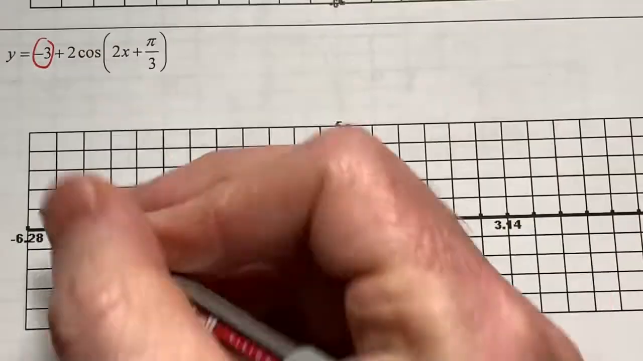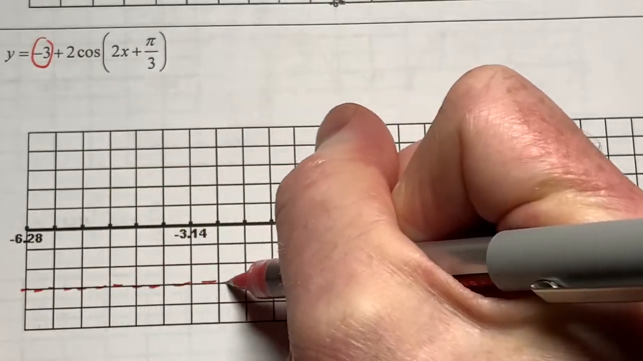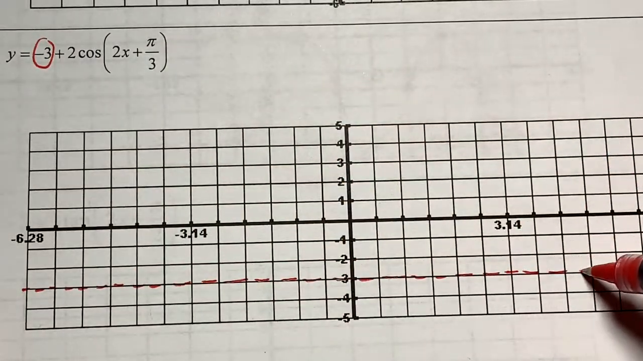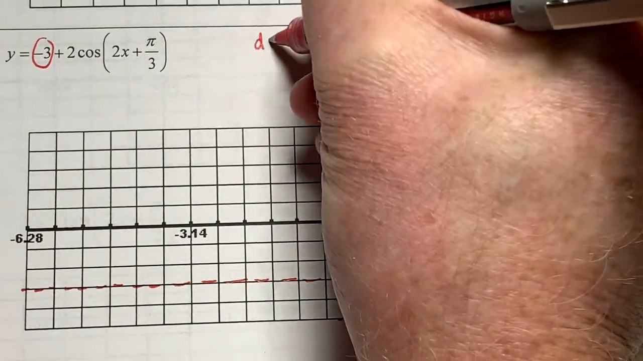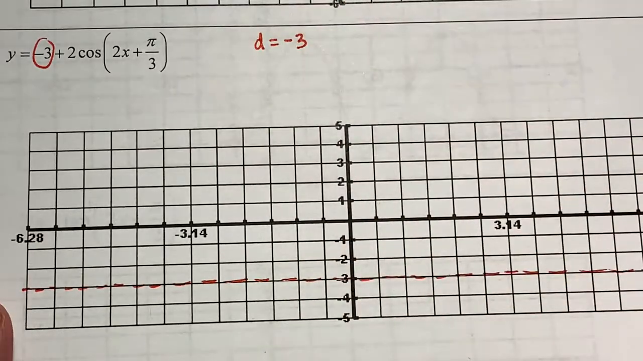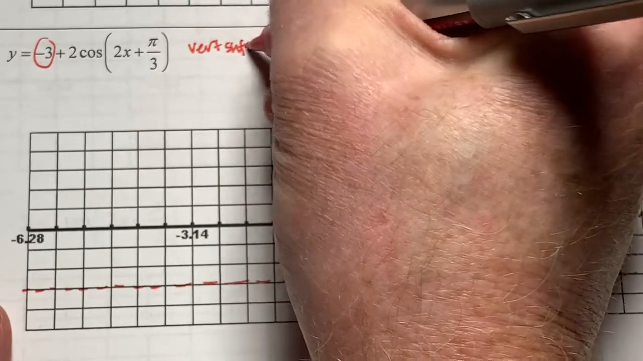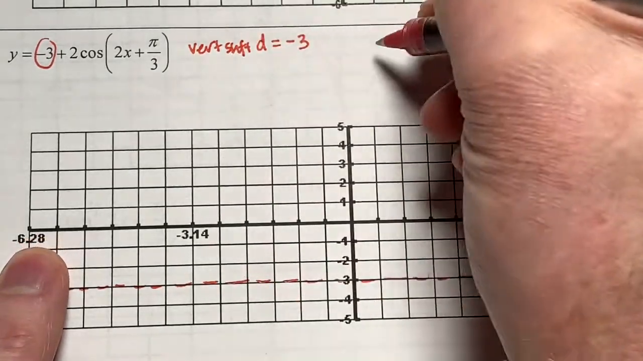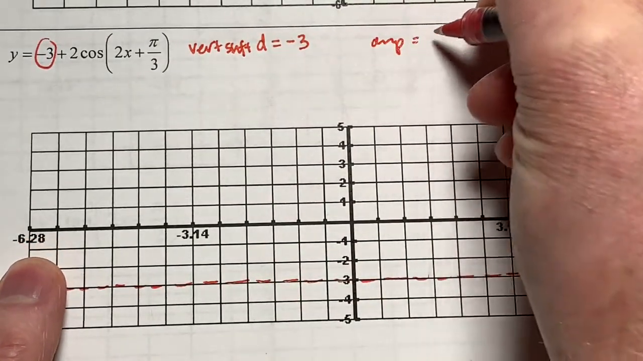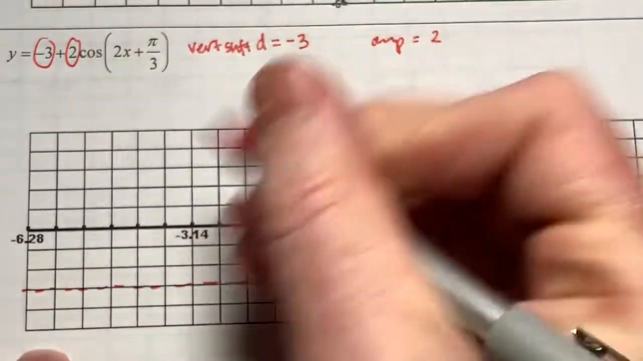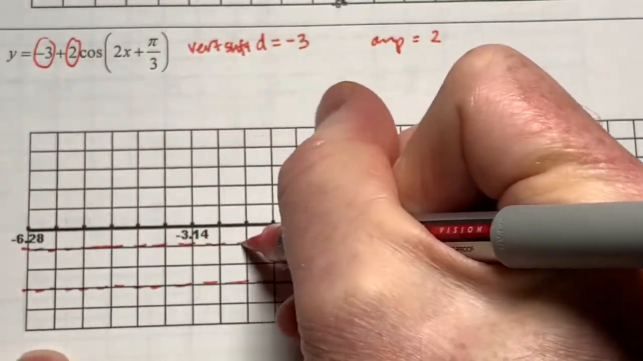There's the -3. I'm going down. That's my D value, -3, right? And again, what does that mean? That's my vertical shift, okay? And then I know my amplitude right there. My amplitude is 2. So I'm going to go from that D value up 2 and down 2.